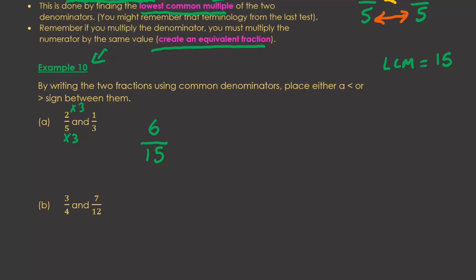And then the 1/3, I can make that into a fraction over 15. I've multiplied the denominator by 5, so the numerator needs to be multiplied by 5. And then I can see that that one is greater. And so I can say, and we should state it in terms of the original fractions, that 2/5 is greater than 1/3.